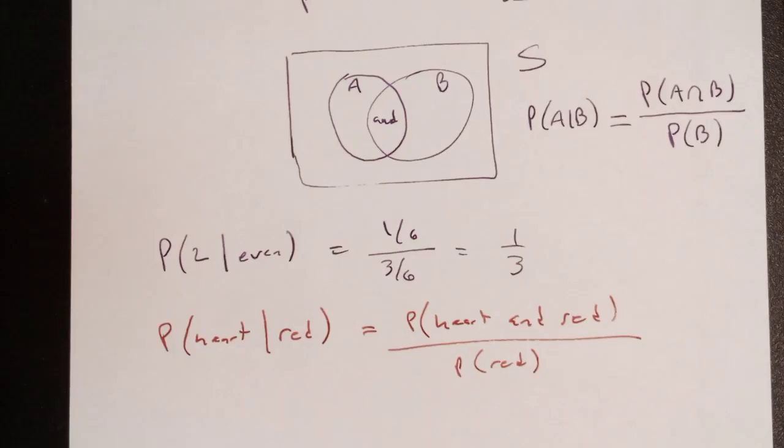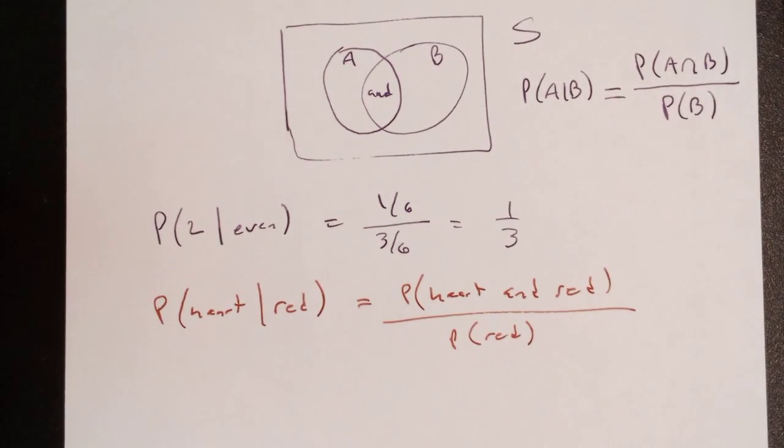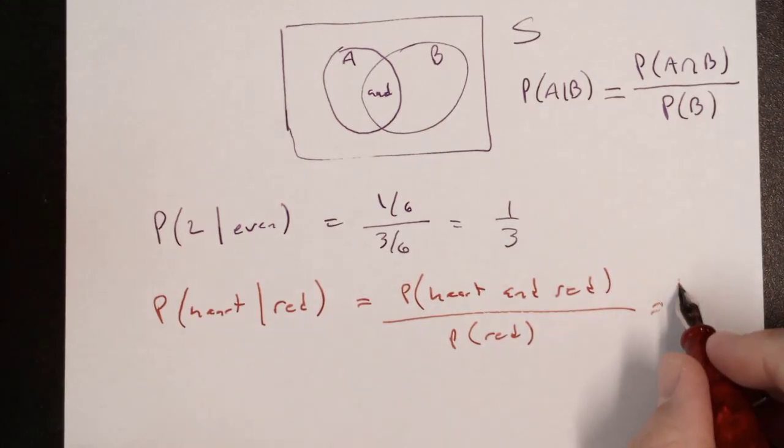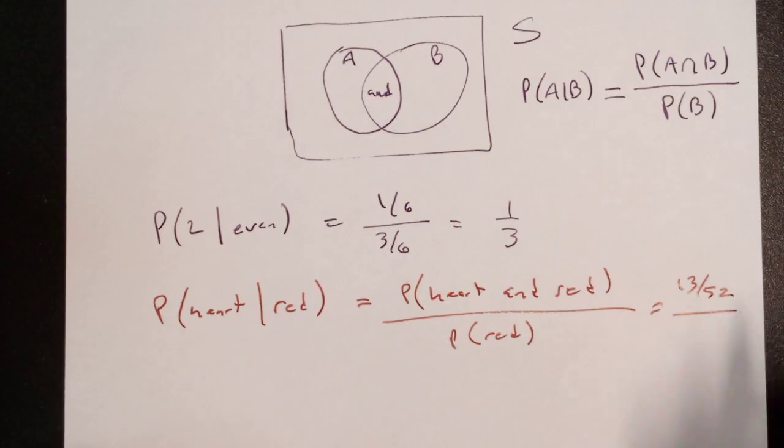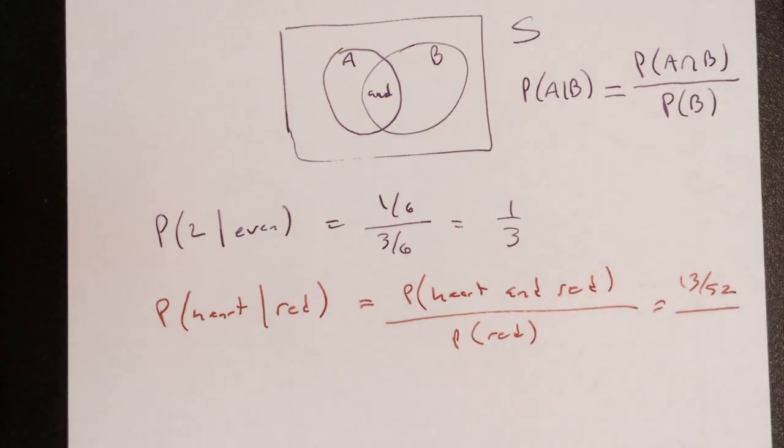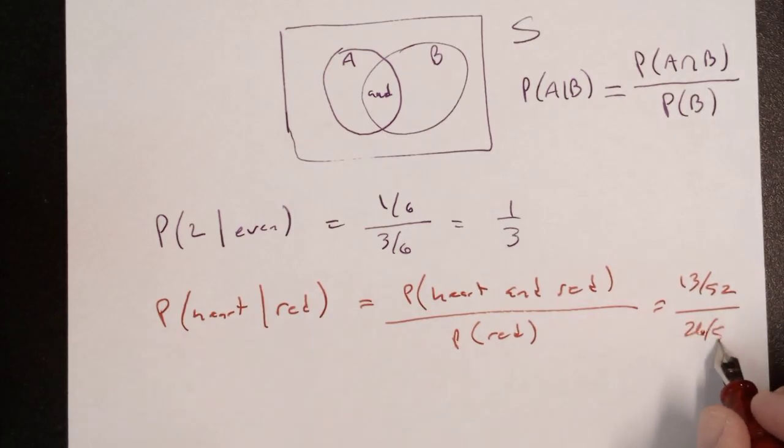Now, fortunately for me, in a standard deck of cards, all the hearts are red. So all 13 of those hearts are also red. So that upper number is still 13 out of 52. But how many red cards are in the deck? Because I have all the hearts and I have all the diamonds. And when I simplify that fraction, what do I get?